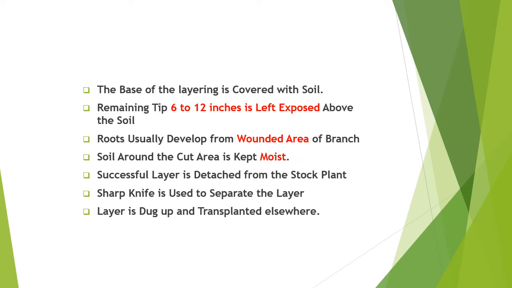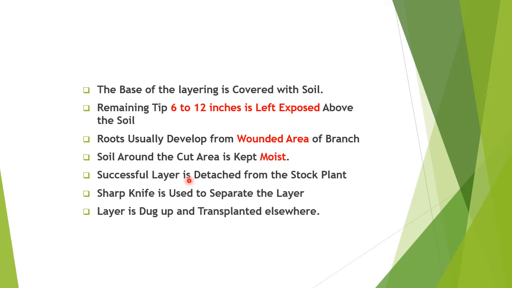The base of the layering is then covered with soil. Once you have made a wound and packed the branch in the soil, you are covering it with soil. Usually you are keeping the soil loose. You can put sawdust or organic manure over the soil, and that promotes adventitious root formation and makes the soil loose. The remaining tip, 6 to 12 inches, is left exposed above the soil. Roots usually develop from the wounded area of the branch, and the soil around the cut area is always kept moist because they need moisture for their root development.